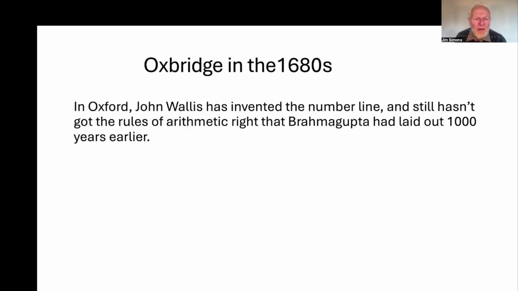So let's look at this. In Oxford, the 1680s, John Wallis has invented the number line. Isn't that wonderful? Actually, it's probably more wonderful than we think. We think of it as pretty trivial nowadays, but it's probably really quite an important thing to get people to understand negative numbers. Anyway, he still hadn't got the rules of arithmetic right that Brahmagupta had laid out 1,000 years earlier.